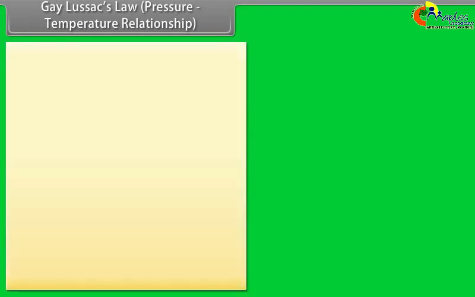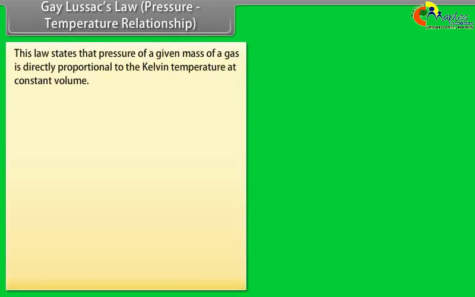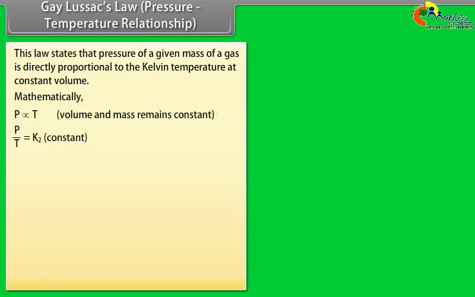Gay-Lussac's law. Pressure-temperature relationship. This law states that the pressure of a given mass of a gas is directly proportional to the Kelvin temperature at constant volume. Mathematically, pressure is directly proportional to temperature at constant volume and mass. P by T is equal to K2.